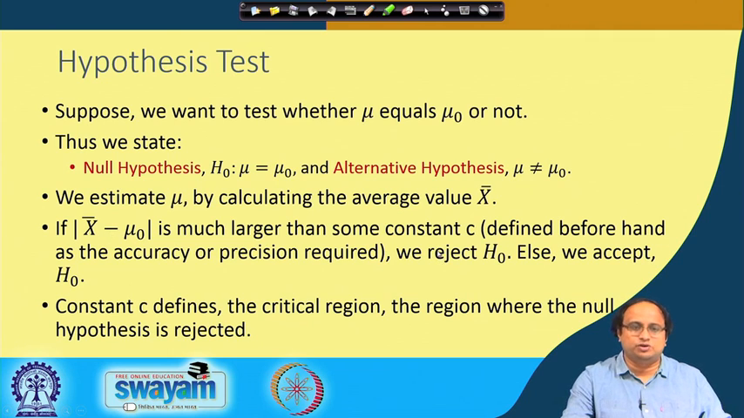Then we will reject H0, because that means that it is too big than allowed, or than possibly, and that possibly means that x bar is not mu naught, or rather mu is not equal to mu naught. Else, if it lies inside this region, then we accept H naught, we accept the null hypothesis. So, this constant c is vital again, and it defines what is called the critical region, the region where the null hypothesis is rejected, because if it lies in this region, it is much larger than this constant c, then you are basically rejecting the null hypothesis.